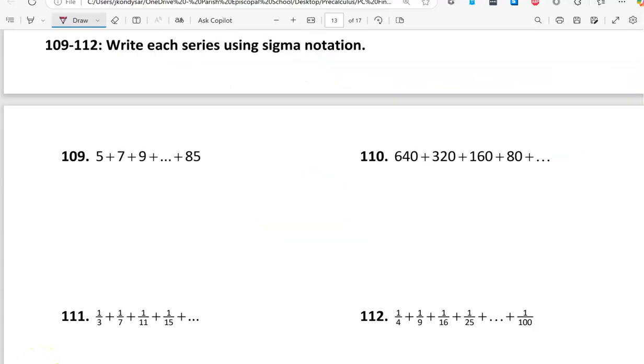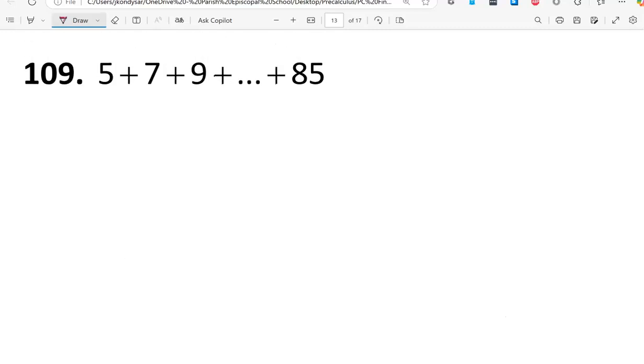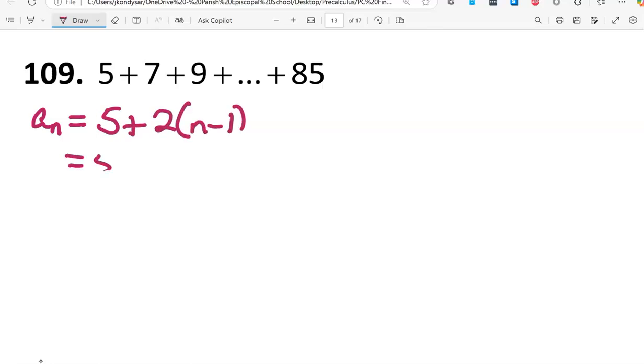In 109 through 112, we're asked to write the series using sigma notation. In 109, we can observe that this is an arithmetic sequence. And in an arithmetic sequence, the general term a sub n is equal to the first term plus the common difference times n minus 1, or 5 plus 2n minus 2, or 2n plus 3.